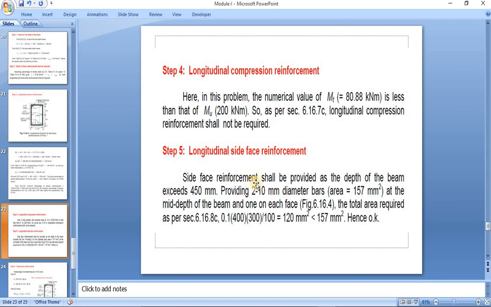Side face reinforcement shall be provided as the depth of beam exceeds 450 mm. Always remember, if the depth of beam does not exceed 450 mm, there is no need to provide the longitudinal reinforcement. If the depth of the beam exceeds 450 mm, we need to provide this longitudinal reinforcement, and we have provided two 10 mm dia bars as a longitudinal reinforcement, which are at both the sides.